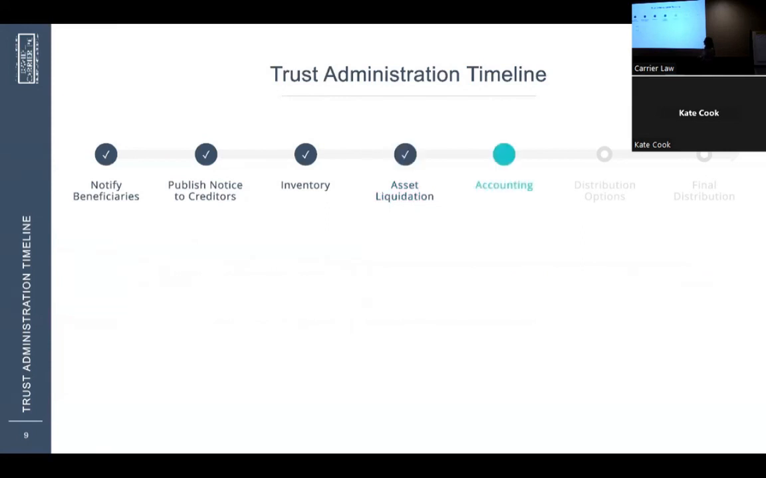Once all of the assets in a trust have been liquidated, we move into the accounting phase of trust administration. An accounting is prepared after all of those assets have been liquidated. What we do on our end, and what a trustee is responsible for, is putting together a spreadsheet or a document that shows everything that has gone into the trust and everything that goes out of the trust after an inventory has been established. And this is something that every beneficiary is entitled to.